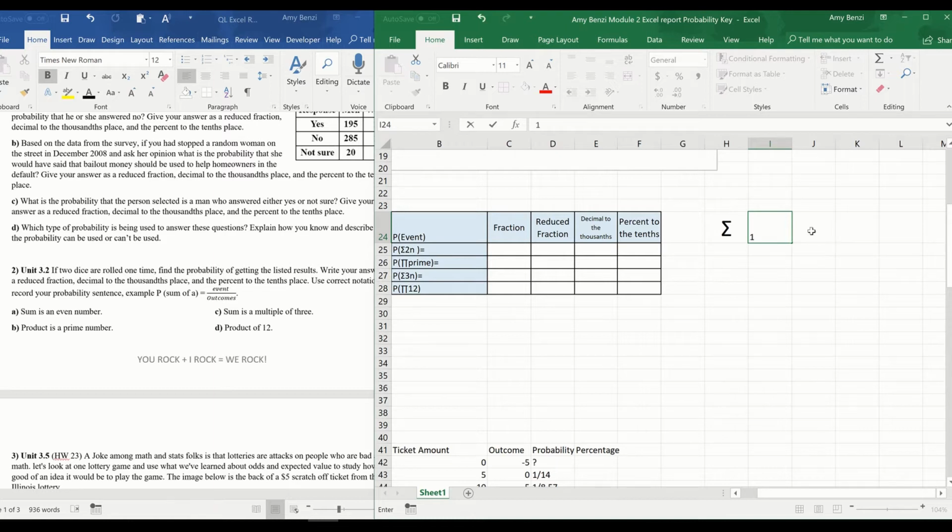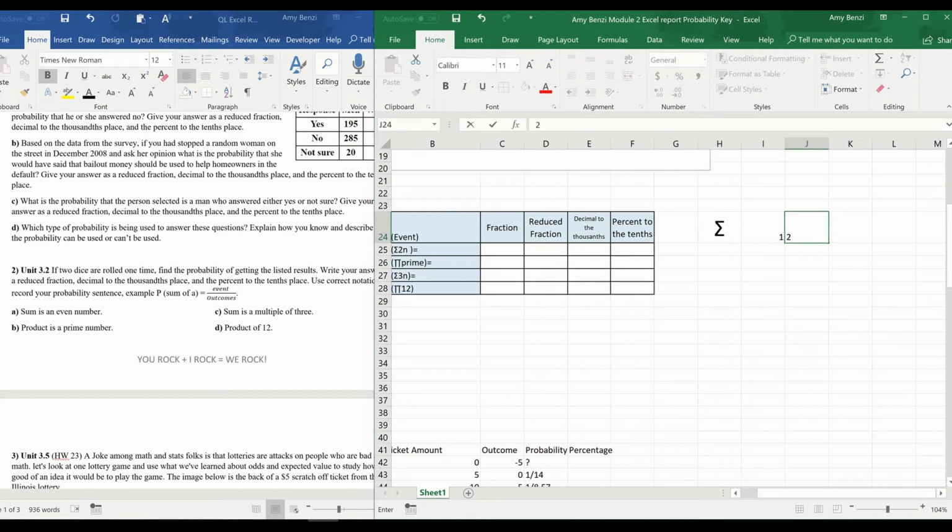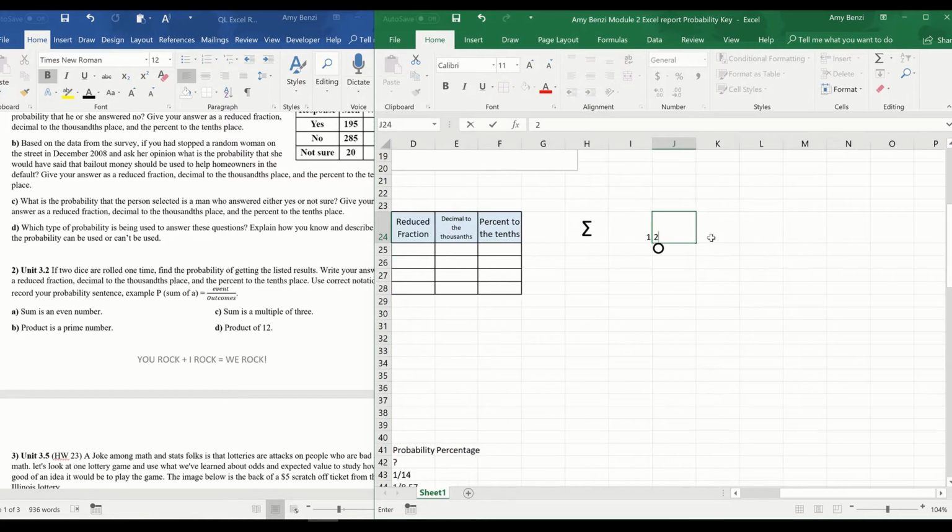I'm going to have 1, 2, and I'm rolling a regular die that we're used to looking at. So that has 6 sides. Now that I have my 1 and 2, I'm going to let Excel go ahead and fill in the rest for me up till 6. I am also going to center those.